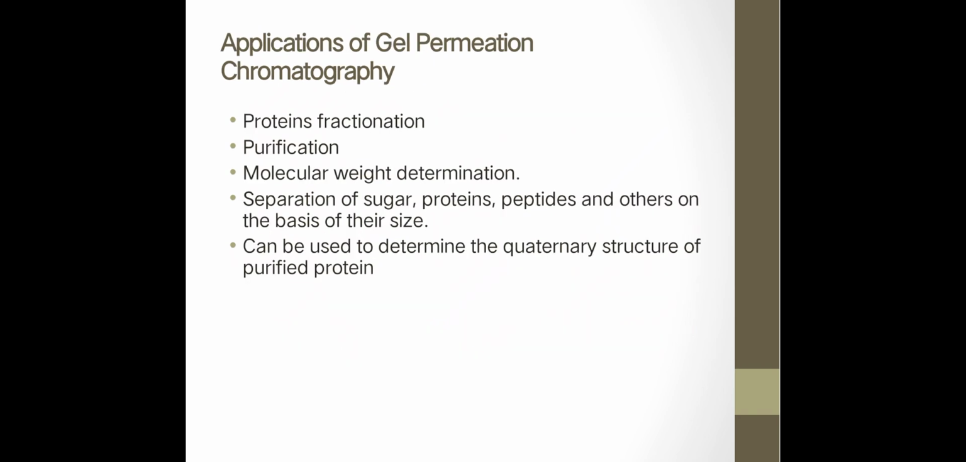Now let's see the applications of gel permeation chromatography. This method is mainly used for the fractionation and purification of proteins, and also to find out the molecular weight of compounds, and for the separation of sugar molecules, proteins, peptides and others on the basis of size. It can also be used to determine the quaternary structure of a purified protein.